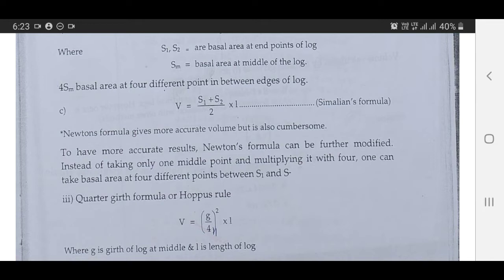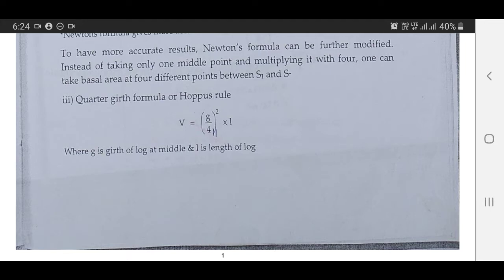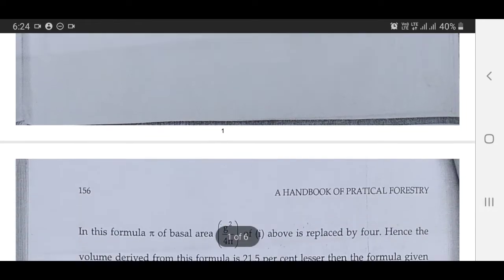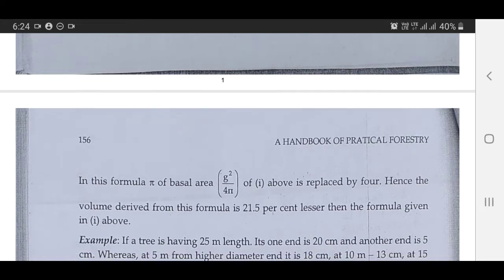Third formula is quarter girth formula or Hoppus's rule. It is V is equal to G upon 4 whole square into L, where G is girth of log at middle and L is length of log. In this formula, the basal area G square upon 4 pi of the first formula above is replaced by G upon 4 whole square. Hence, the volume derived from this formula is 21.5% lesser than the formula given in first one above, that is V equal to S into L.